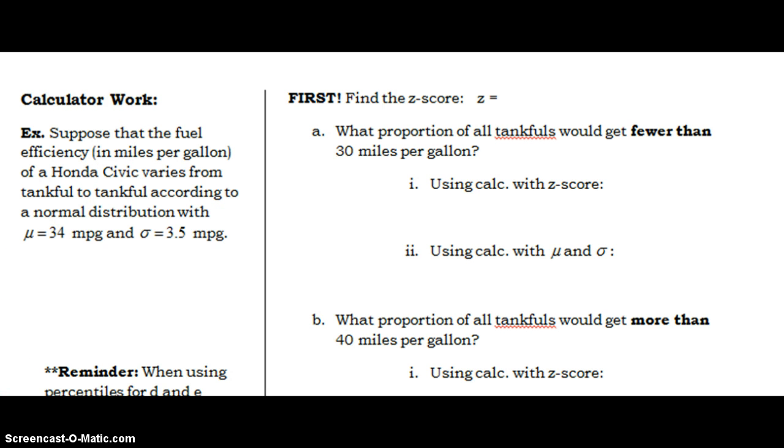One of the first things we want to practice is finding the z-score. So we're going to be using that formula that we wrote down: the data point minus the mean, divided by the standard deviation. Our example is talking about fuel efficiency in miles per gallon of a Honda Civic, and it varies tankful to tankful according to a normal distribution. So the mean here is 34 miles per gallon, and our standard deviation is 3.5.